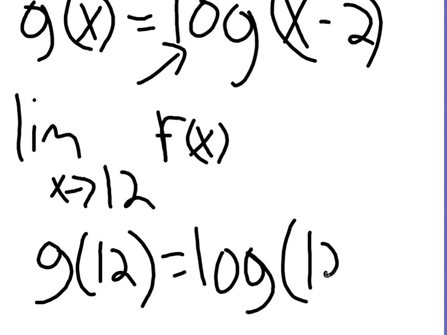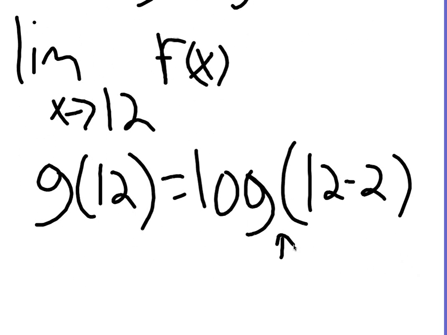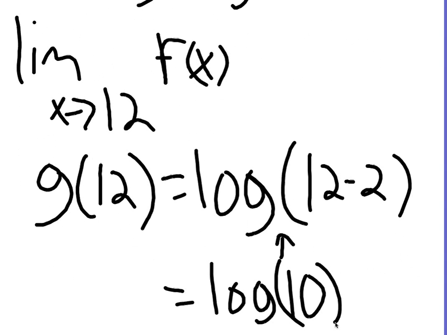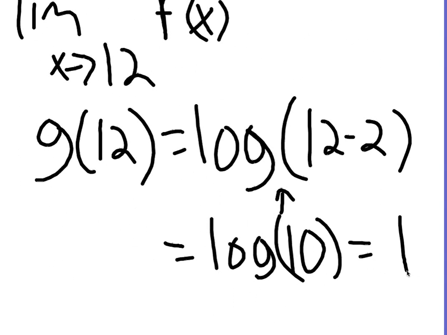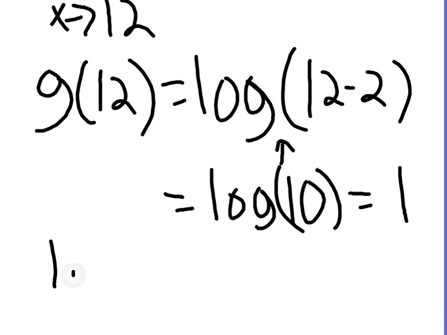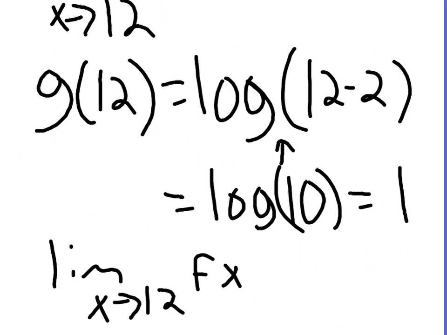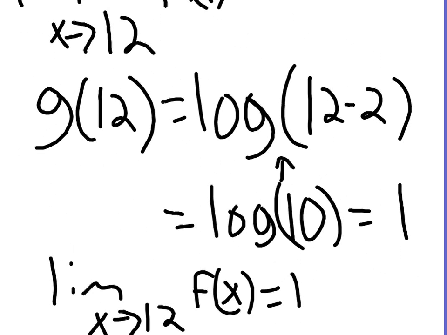So plug it in, 12 minus 2. Now we know since there's no number there, it's log base 10, so it's actually equal to log of 10. If you need to brush up on logs, go back and watch that lesson. That's going to be equal to 1. So therefore the limit as x approaches 12 of g of x is equal to 1. It's simple.